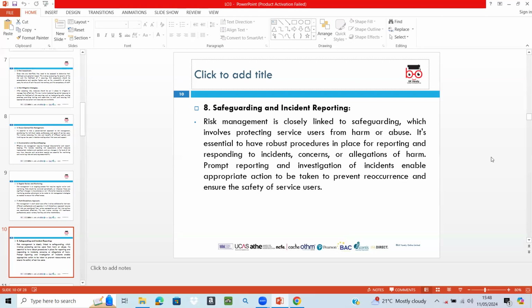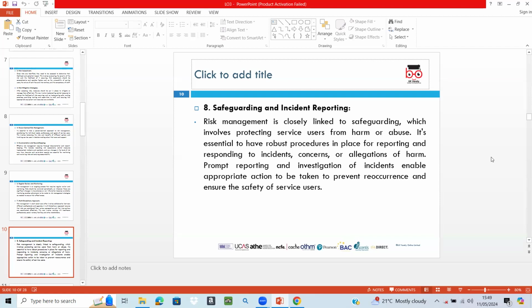For example, if we have a scenario, a scenario could be where a care worker notices bruises on a service user during a routine visit. This observation raises concerns about potential abuse or harm. In this case, the care worker must follow safeguarding procedures by reporting the incident to the appropriate authorities or designated safeguarding officer. Then, why do we have to do that?